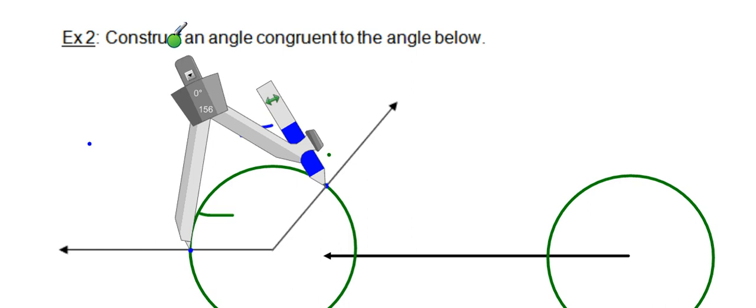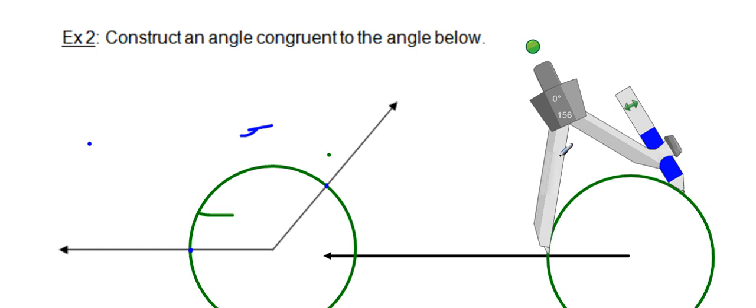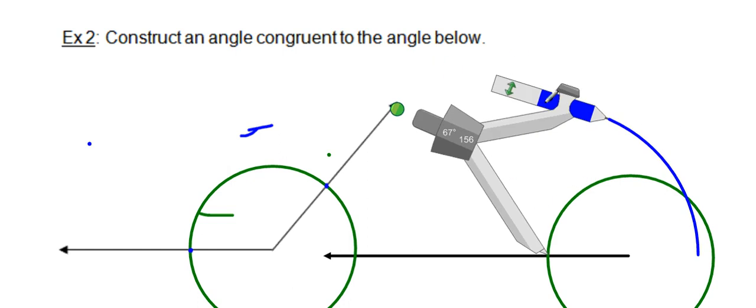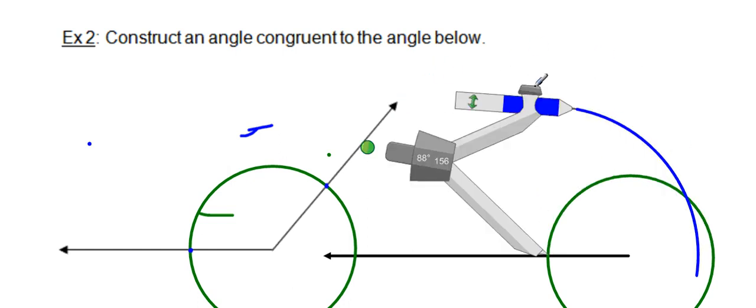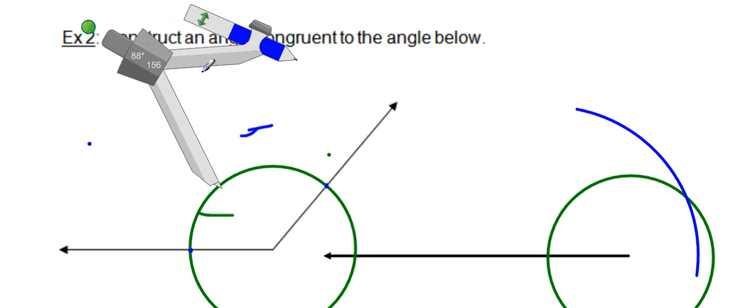And again, I can't help but notice here that the point of my compass is on the spot where the green arc meets the side of the angle. So when I go to move my compass over here to the new angle, I want to put it where the green arc meets the side of my angle. And then I can go ahead and draw. And what I'm really looking for here is the spot where the green and the blue arcs intersect, and that's what I'm going to use to draw my ray.